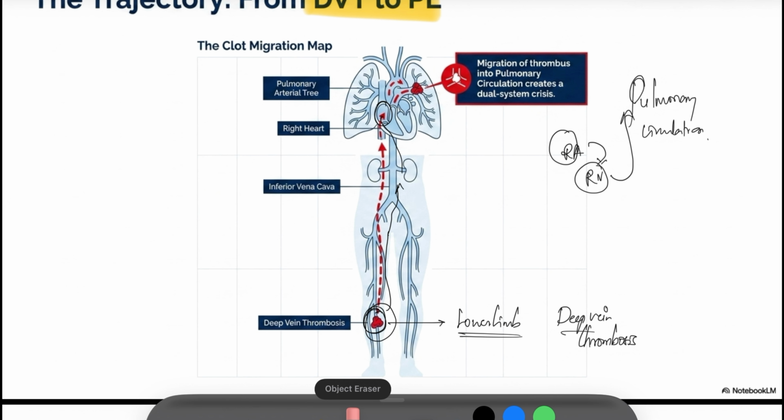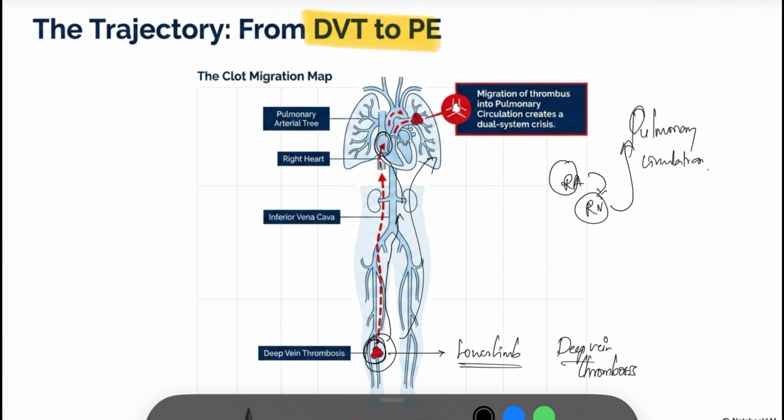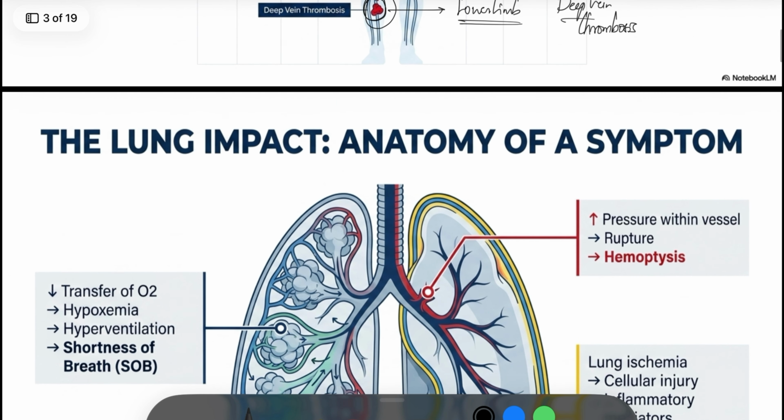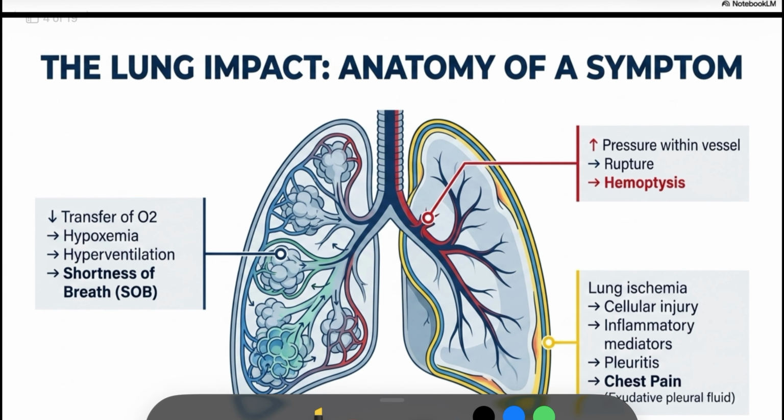No need to worry, just read well, listen to the video. You will get the PDF, download it from the description part, and just revise so that you will be thorough with the thing. Then coming to the anatomy of symptoms. For the particular symptom, why it occurs, we have to know the cause.